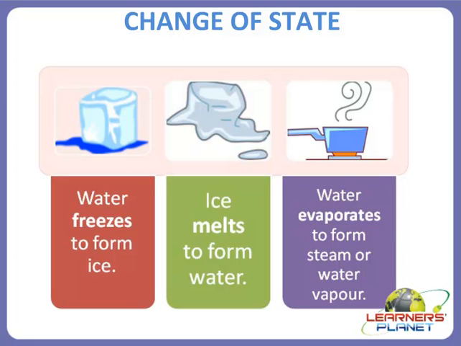Okay, children, now we will study about the change of state. We will study about the change of state of three matters. So children, we will recall this. What were the three states of matter? They were solids, liquids and gases. Now we will see how they change from one form to another form.